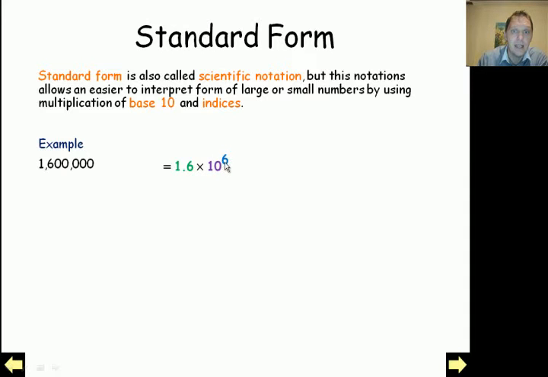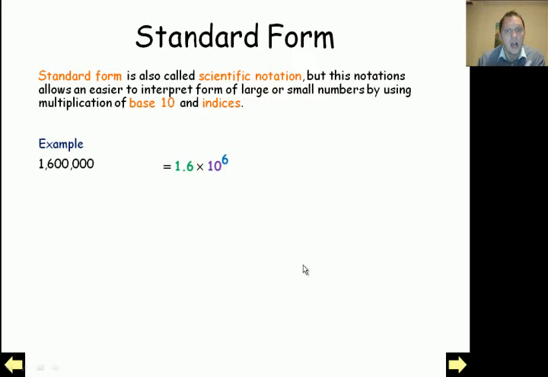Now, a nice way of working out what this power of 6 is: from our 1, which is going to be before the decimal point, we count how many numbers there are after it. So 1, 2, 3, 4, 5, 6. So it's going to be to the power of 6.